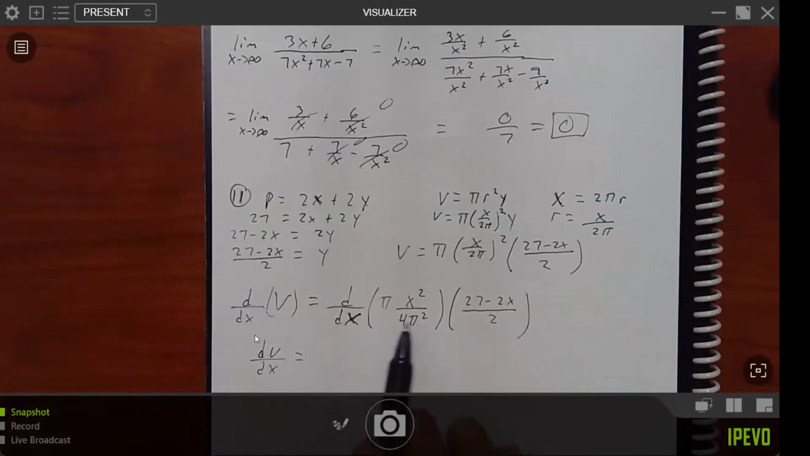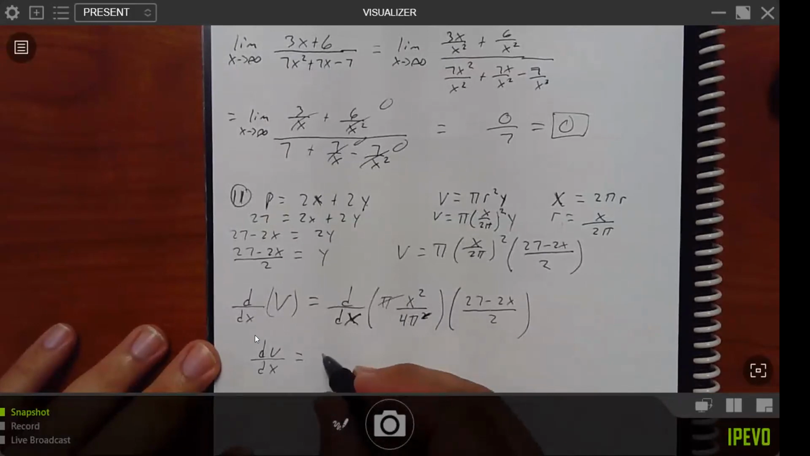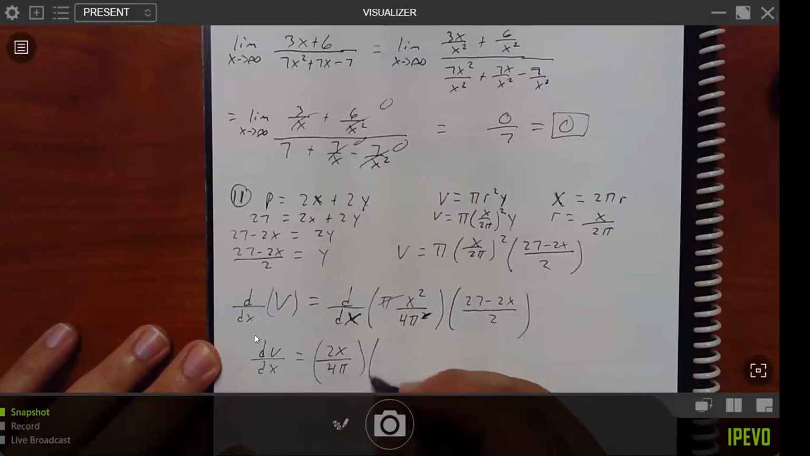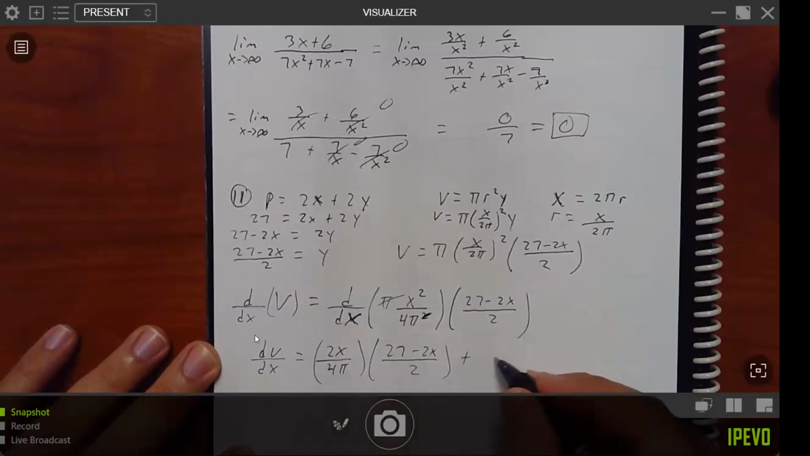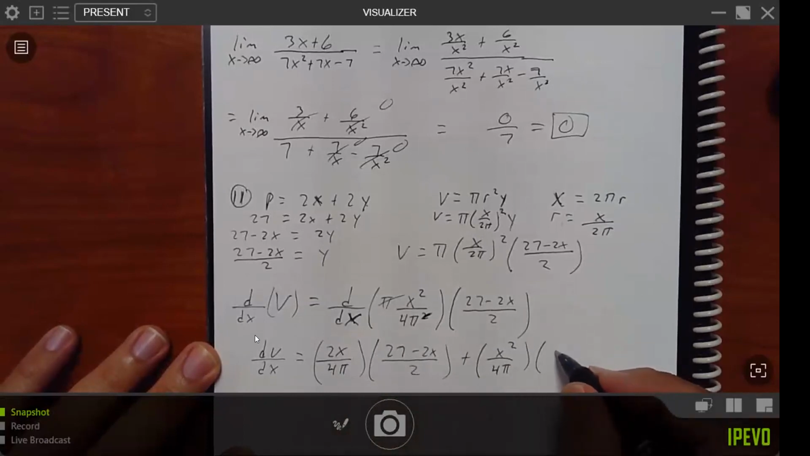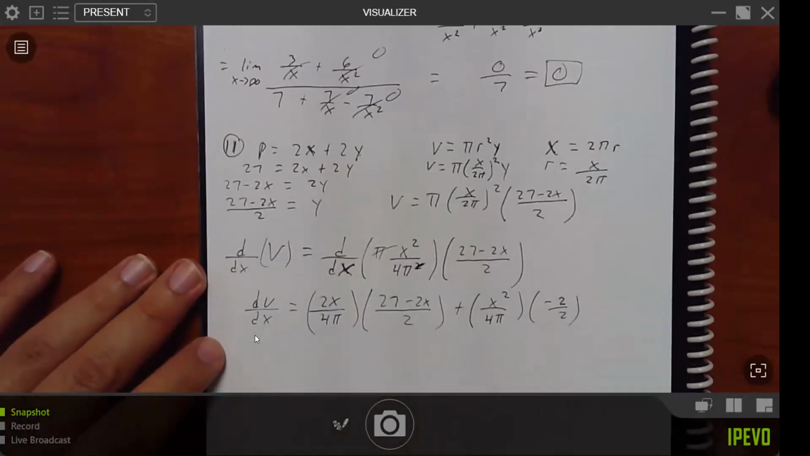So this is going to be a product rule, right? One of these pi's will cancel, so that's cool. So the derivative of the first one will be 2x over 4 pi times the second, plus the first one times the derivative of the second, which will be negative 2 over 2, which will cancel, right?